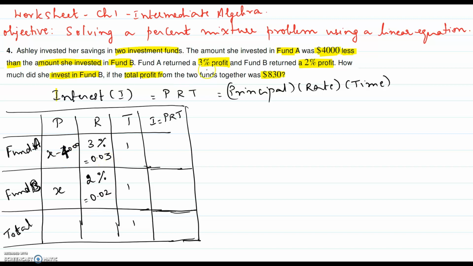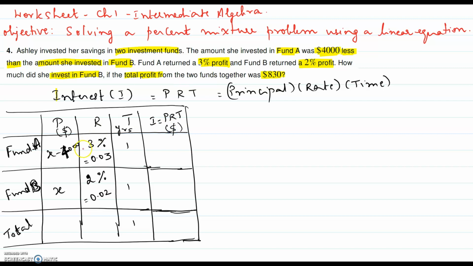Now the rate is 3% profit for Fund A. 3% converted to decimal would be 0.03. And then Fund B, it says 2% profit. That would be 0.02 in terms of decimal. As we don't see any number of years given, we will assume it to be 1 year. So 1 year, 1 year. So time is in years, principal in terms of dollars, rate in terms of percent converted to decimal. The interest amount will be in terms of dollars.